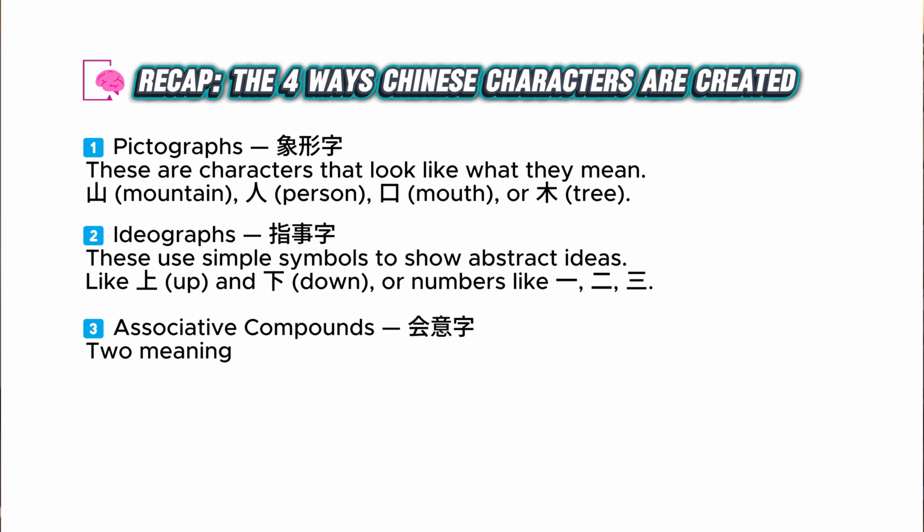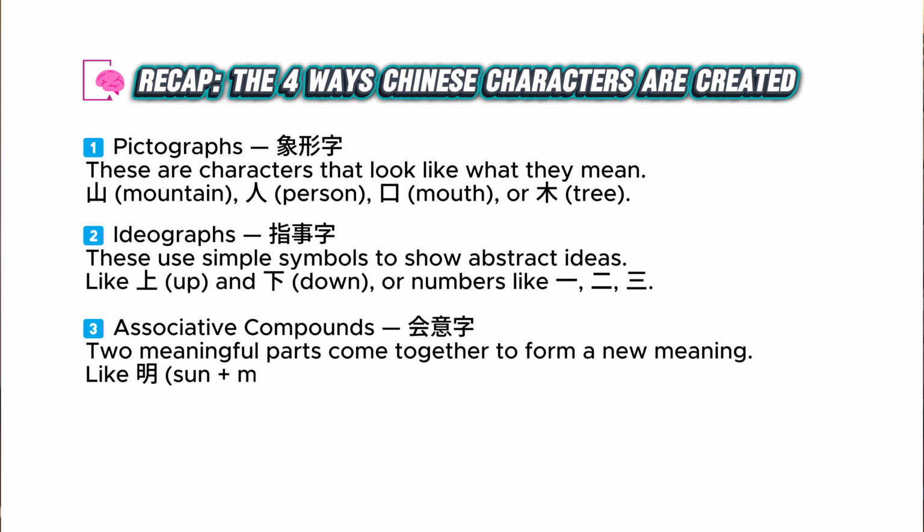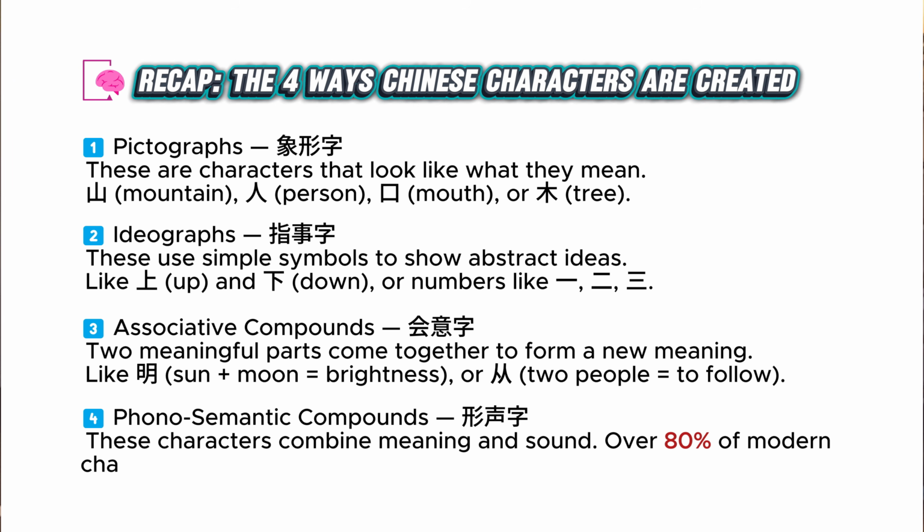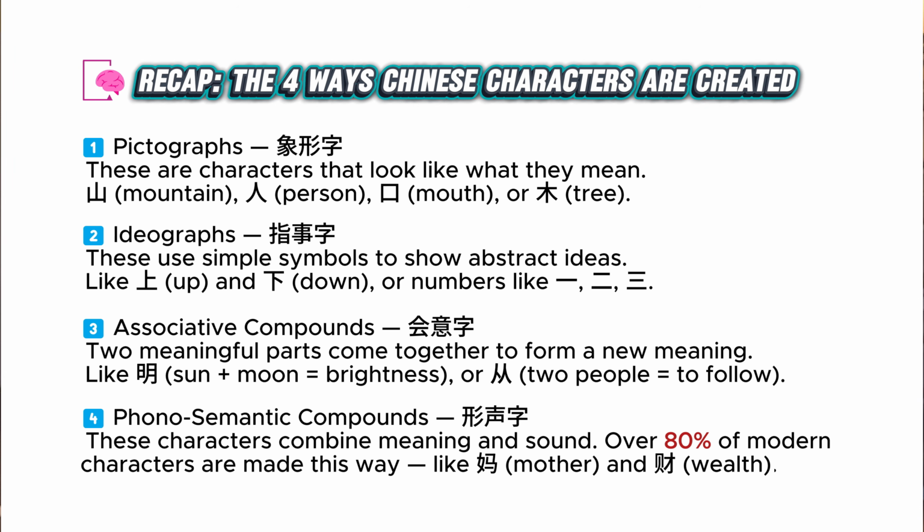Third, associative compounds. Two meaningful parts come together to form a new meaning. Fourth, phono-semantic compounds. These characters combine meaning and sound. One part tells you what it means, the other helps you guess how to pronounce it. Over 80% of modern characters are made this way. Once you understand these building blocks, Chinese characters aren't so mysterious anymore. They become logical, beautiful, and even fun to learn.